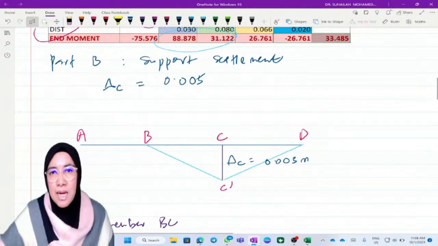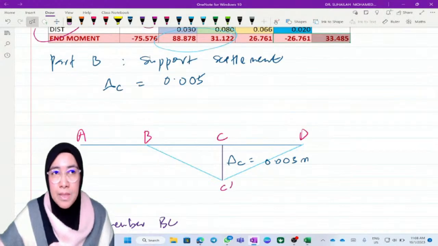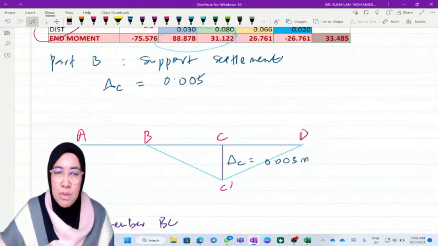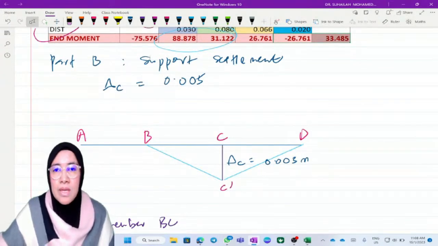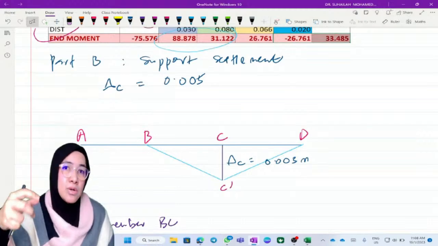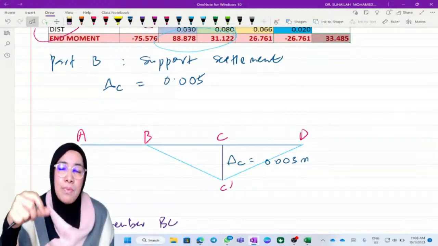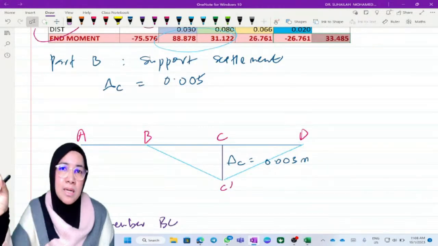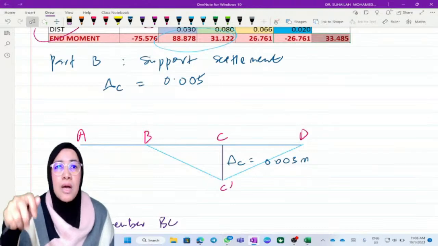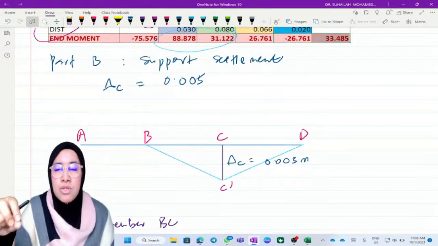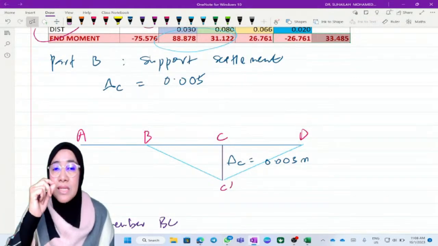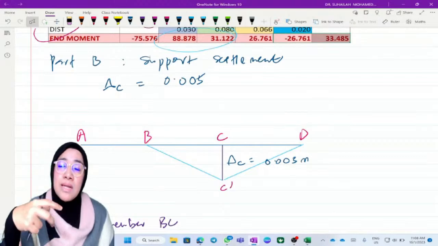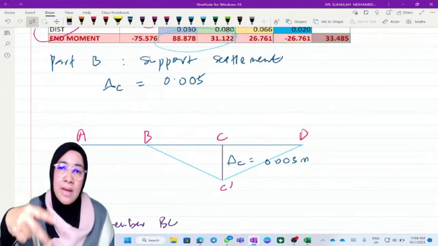In support settlement analysis, we have to sketch the diagram. The diagram is very important, because we identify negative or positive from the behavior. Even though in the question we mention that support C settles by 3 mm downward, downward doesn't mean negative or positive. We get the sign from behavior. So we need to draw the diagram first in order to identify the behavior.